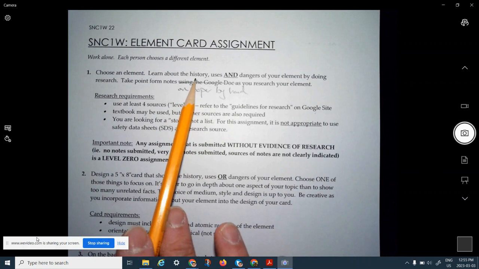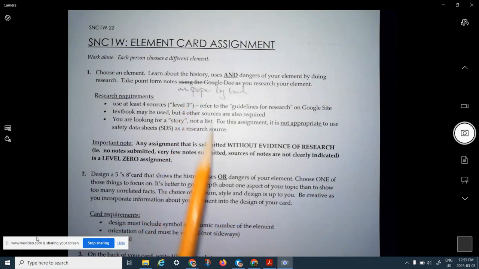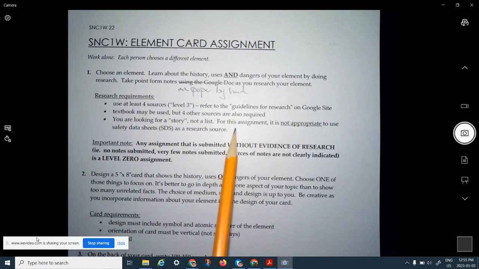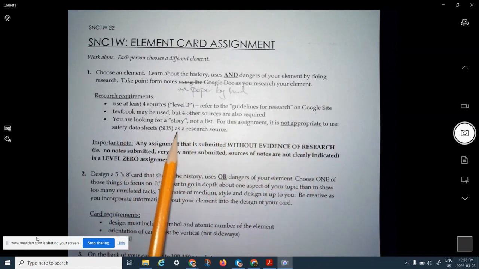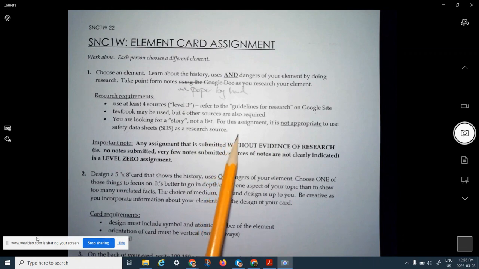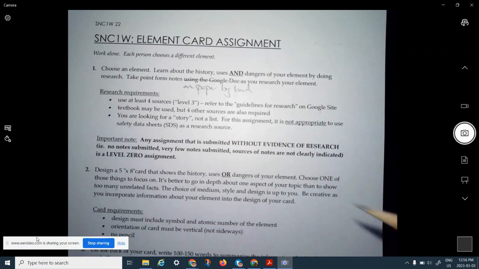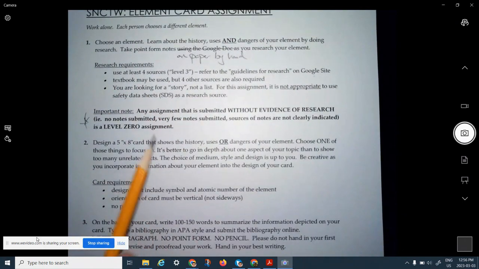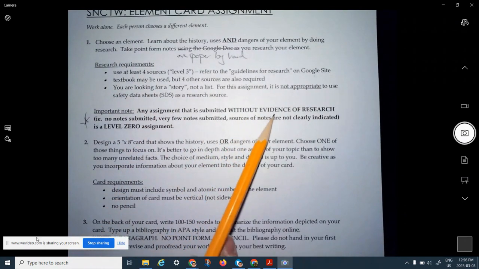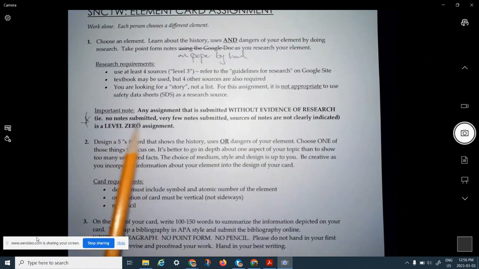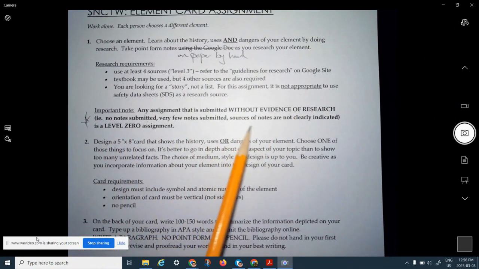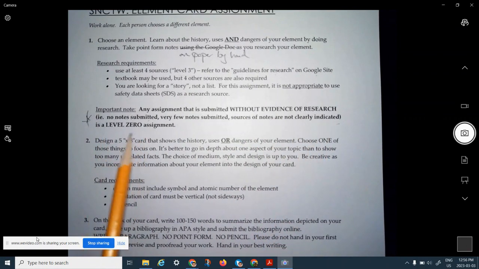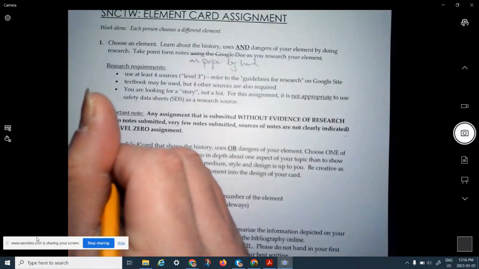That's why we use history. Okay, history of the elements, not a list. For this assignment, it's not appropriate to use the SDS sheets as a research source. So make sure you don't do that. This is important. Any assignment that you submit without evidence of research, no notes submitted, very few notes submitted, sources of notes are not clearly indicated, is a level 0 assignment. Okay? Meaning you get 0.